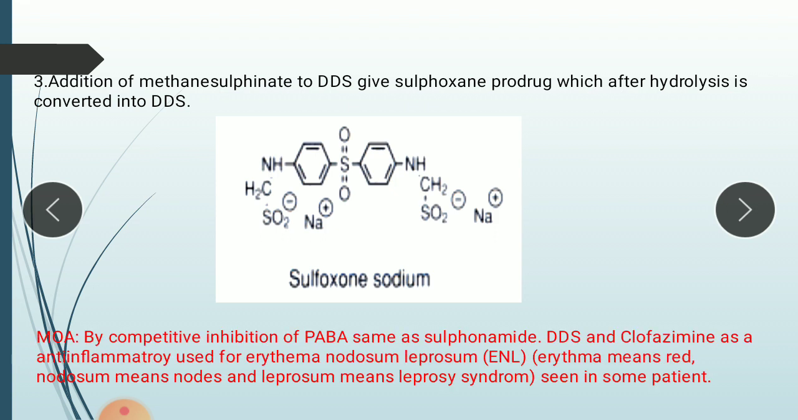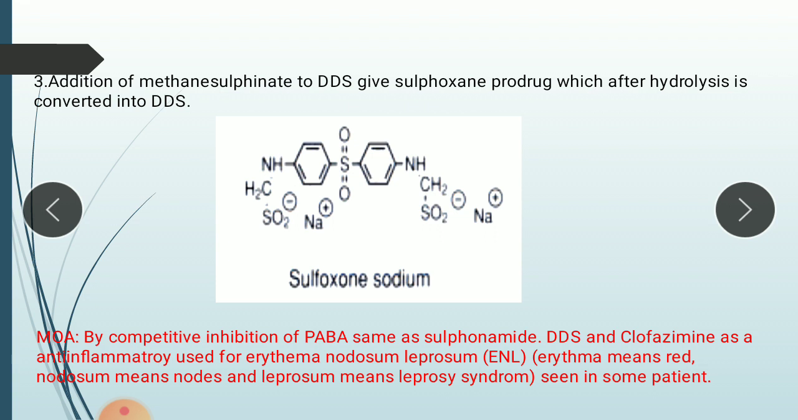Now, mechanism of action of dapsone. It is a bacteriostatic agent, and it acts in a similar manner to that of sulfonamide. The mechanism of action of dapsone is the same as sulfonamide, through competitive inhibition of PABA, that is, incorporation of PABA into folic acid.